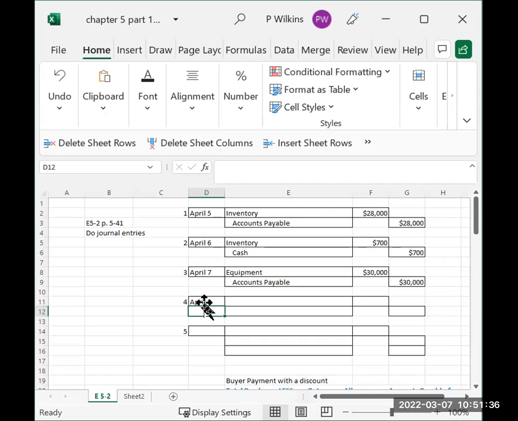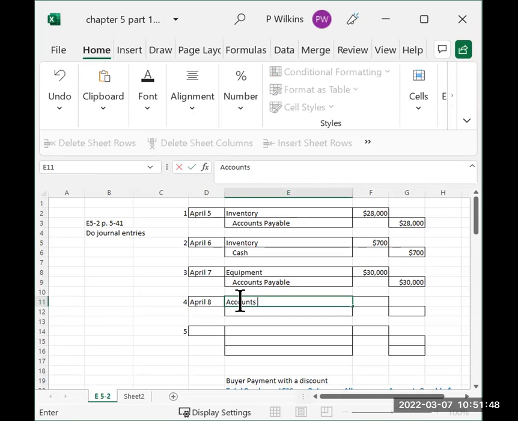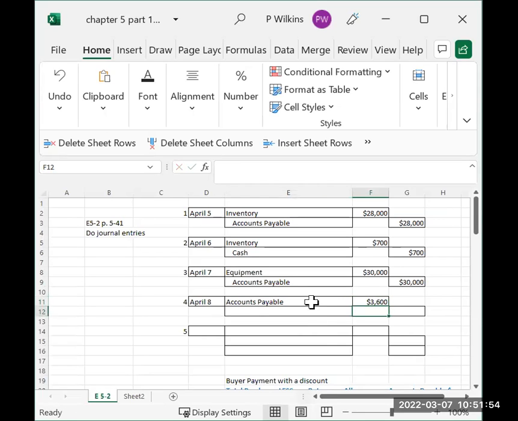And then we owe less money. We owe $3,600 less. Accounts payable is a liability. So to make that go down, we have to debit it. So we're going to be debiting accounts payable, $3,600. And we're going to be crediting inventory, $3,600.